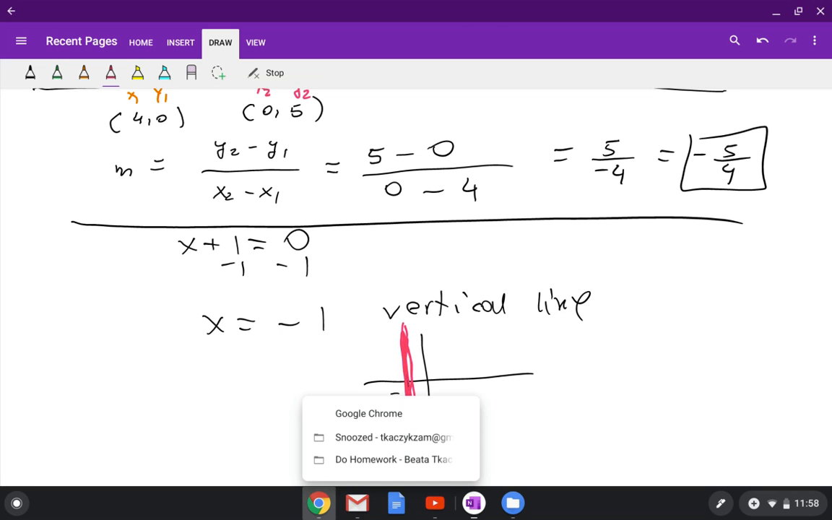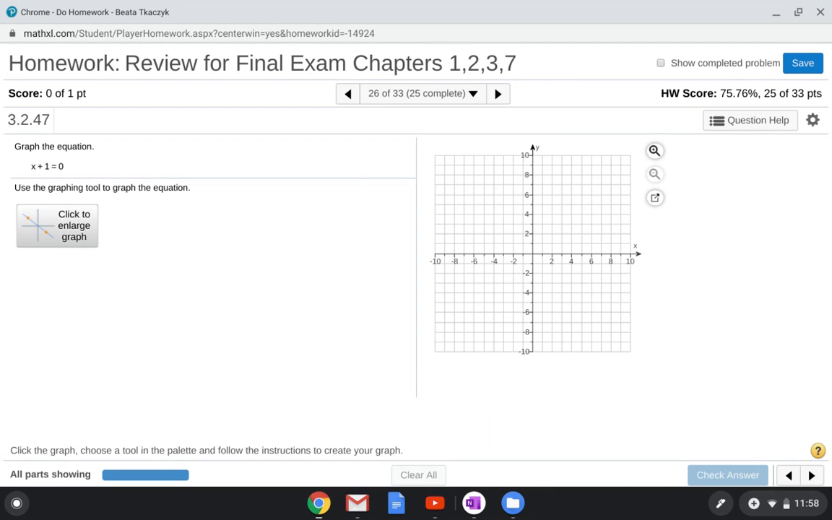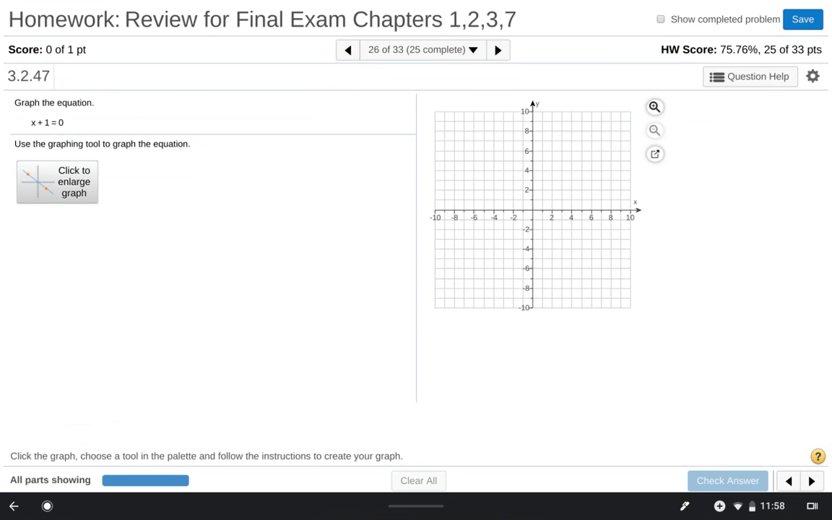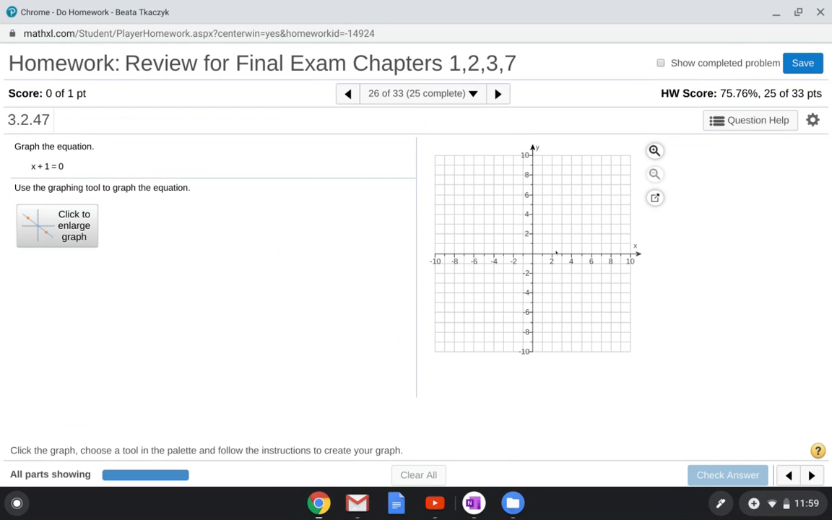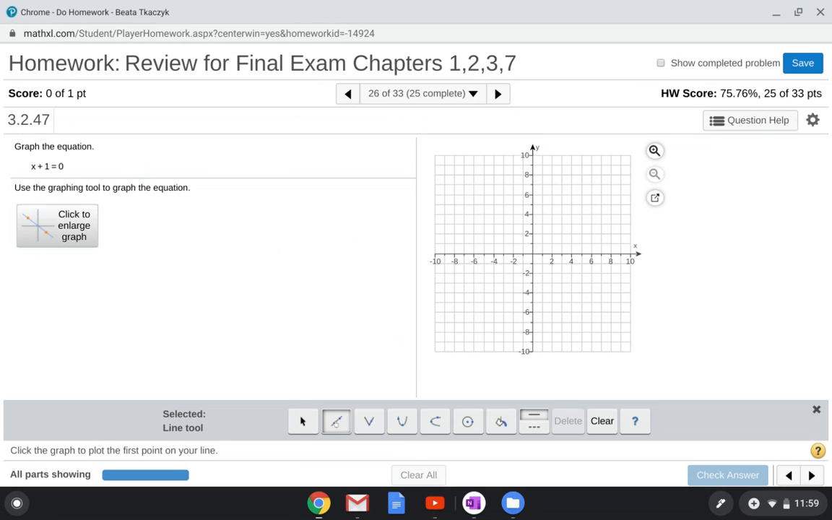Okay, so let's go back. We need to graph x equal -1. Okay, so vertical line, x equal -1, find -1 on the x-axis, and you can select any point which is on the vertical line x equal -1. So the graph, when you see the yellow graph, that means you have the final graph.